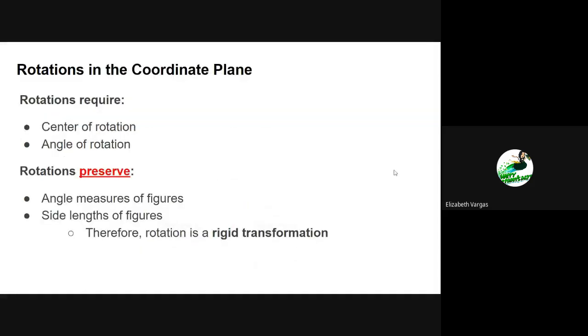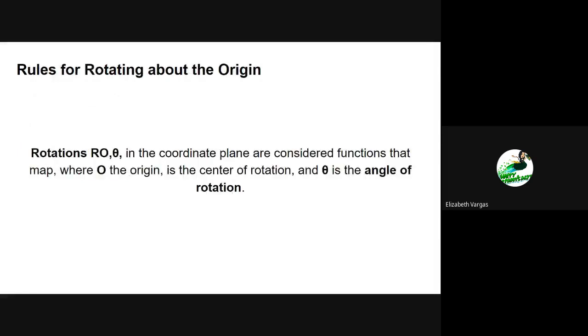Rotations require a center of rotation and an angle of rotation. Rotations are a type of rigid transformation, so therefore the angle measures are preserved and the side measures are preserved. We represent rotations like this: R, which represents rotation, O, which represents about the origin, and then an angle. This angle will tell us the angle of rotation.